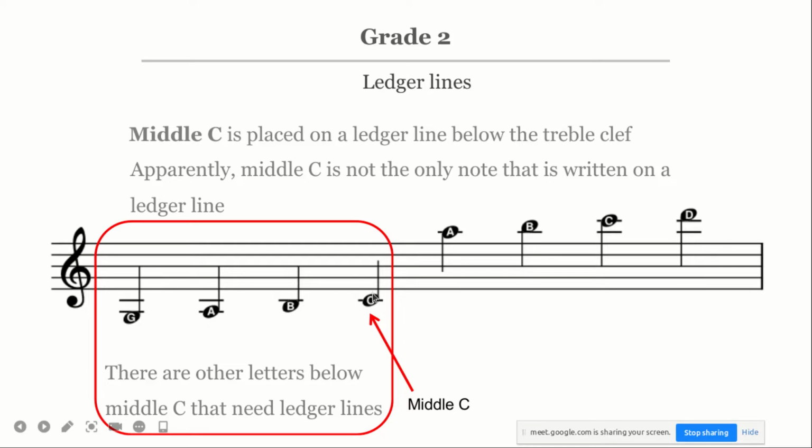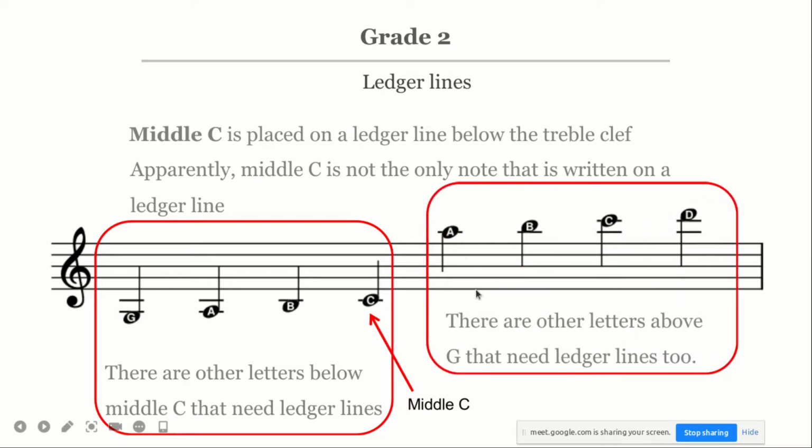So that is from middle C going downwards: line, space, line, space. So we have C, B, A, G below the middle C. Kindly take note of those notes. And then we have these other notes above G. Remember, we said the lines for the treble clef are every good boy deserves fun. And then the last line is F, so the space above F is G.